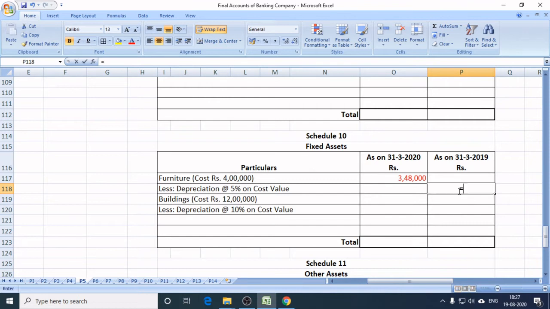See, the rate of depreciation is 5% on the cost value. Cost value is 4 lakh. 4 lakh is the cost value, and divided by 100, you will get the depreciation value. Depreciation value is therefore 20,000 rupees.